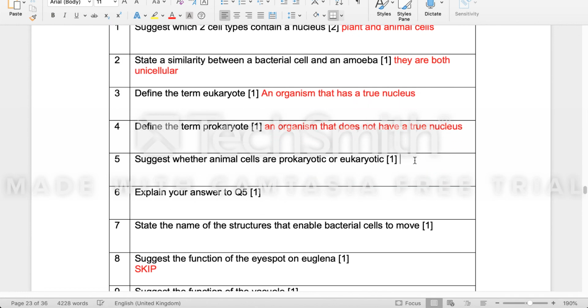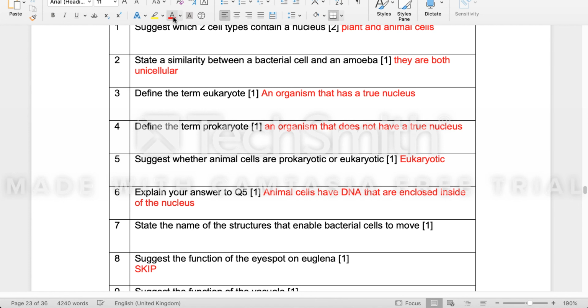Number 5, suggest whether animal cells are prokaryotic or eukaryotic. So from the definition above, you know exactly that animal cells do have a nucleus because that's one of the 5 organelles that we learned about, so that means that they are eukaryotic. And number 6 wants you to explain why or how you know that. That's because you know that animal cells have DNA that are enclosed inside of the nucleus. Okay.